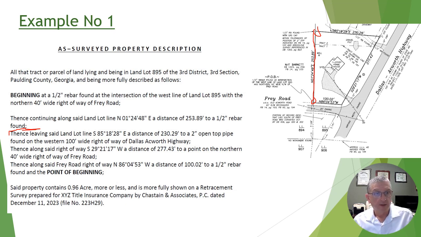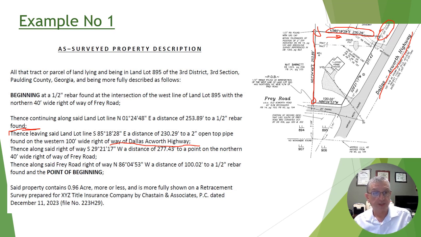So we're leaving said landlocked line, south 85°18'28" east, a distance of 230.29 feet. Right here is that bearing and distance. We're obviously coming down in a clockwise direction, kerchunk, to a 2-inch open top pipe found on the western 100-foot wide right of way of the Dallas-Ackworth Highway. So right here's that 2-inch open top pipe found on the Dallas-Ackworth Highway.